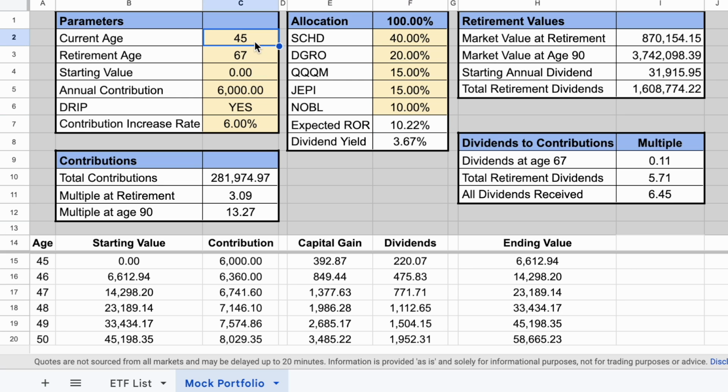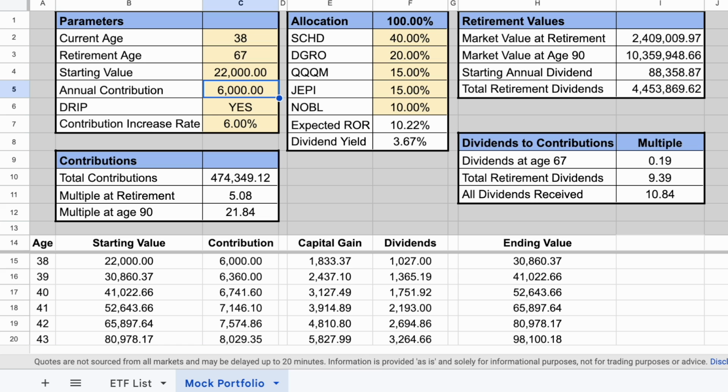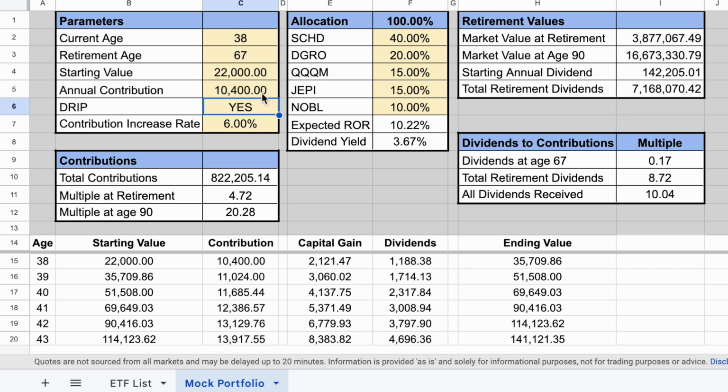I'm 38 years old right now, so let's adjust the calculator to start there. I'll leave the retirement age at 67 for now, just to see what would happen if I can continue working and adding money to this portfolio until that age. The portfolio currently has a market value of about $22,000, and I am adding $200 to it every week. So for the annual contribution, I'll enter 200 times 52 weeks, which is $10,400 per year.